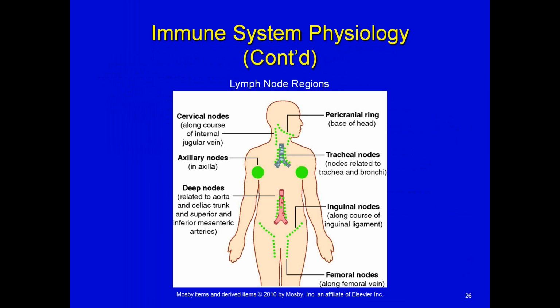The lymph nodes are located throughout your body. You've got cervical nodes along the course of the internal jugular. You've got a pericranial ring at the base of the head. You've got tracheal nodes in the trachea and the bronchi. You've got axillary nodes under both arms. You've got deep nodes related to the aorta and the celiac trunk and the superior and inferior mesenteric arteries. And then you have your inguinal nodes that align along your inguinal ligament, as well as your femoral nodes that travel along the femoral vein.